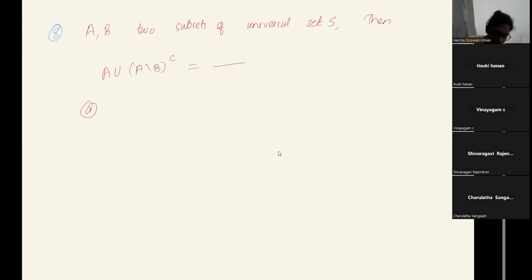Now the next question is: A and B are two subsets of universal set S. Then what is A union A minus B complement? This is the question. So the options are A, the second one is set B, the third one is S, and the fourth one is A minus B.